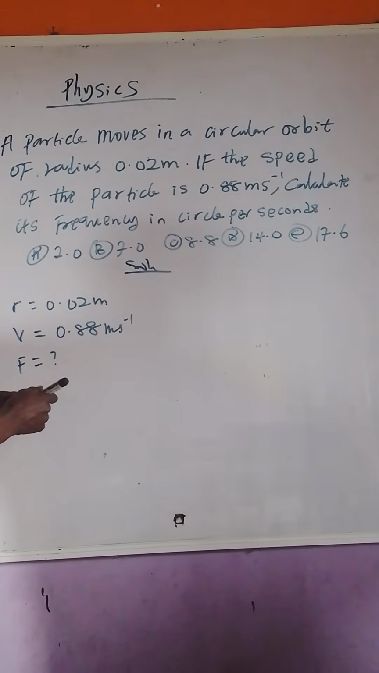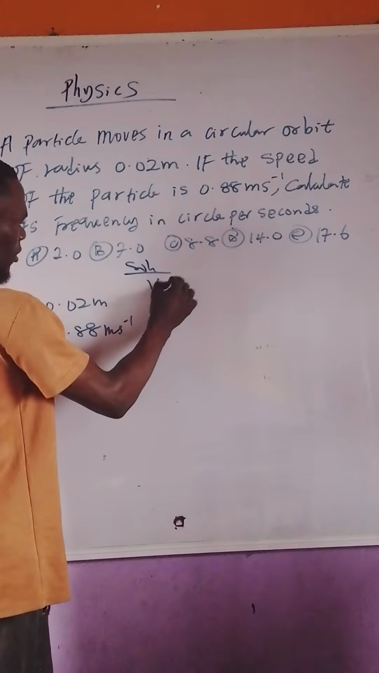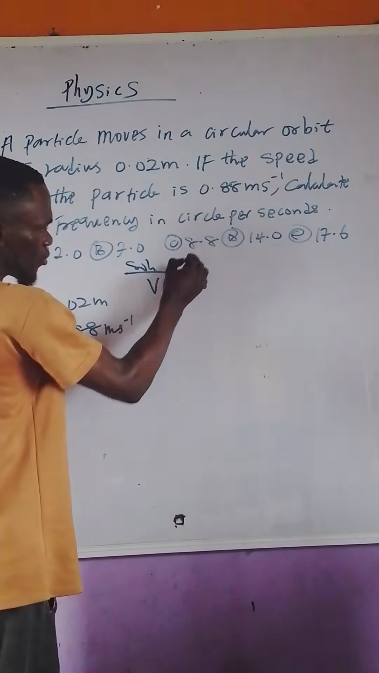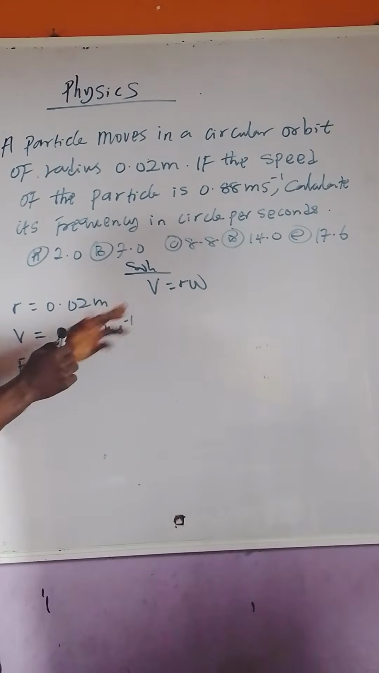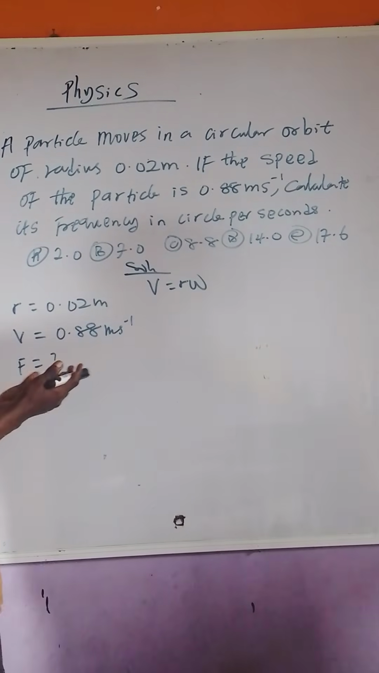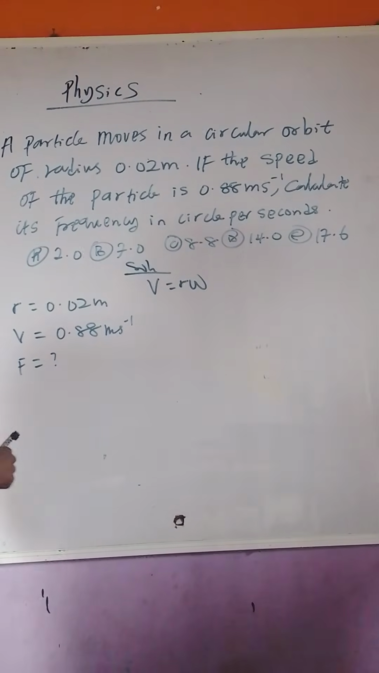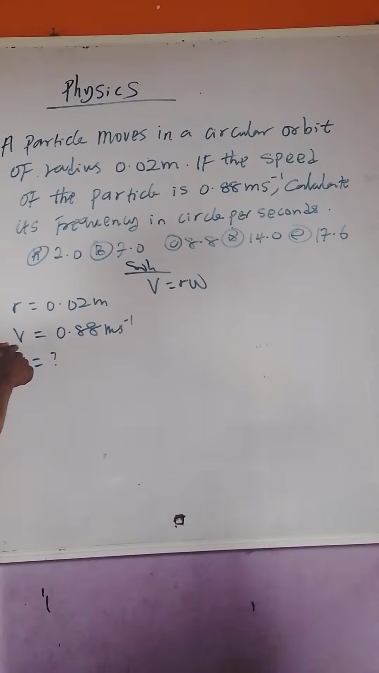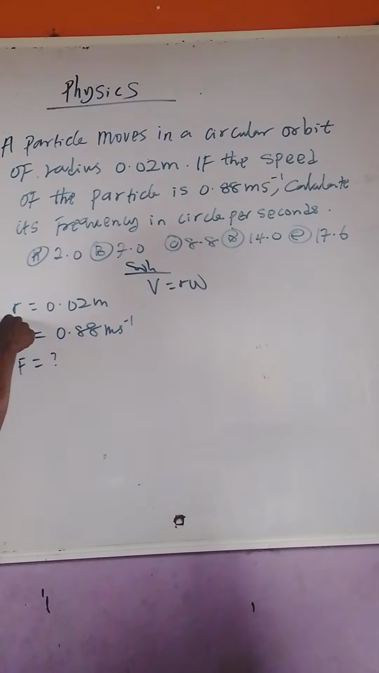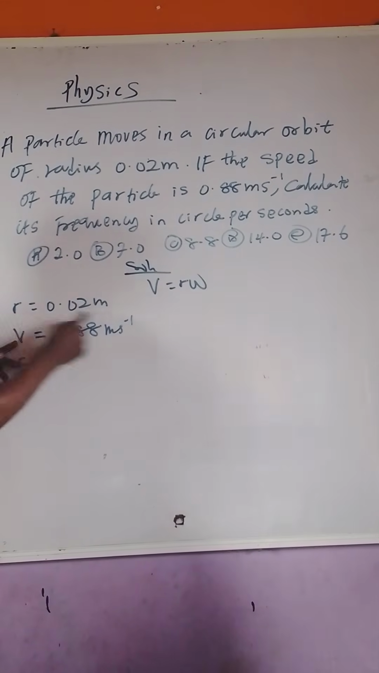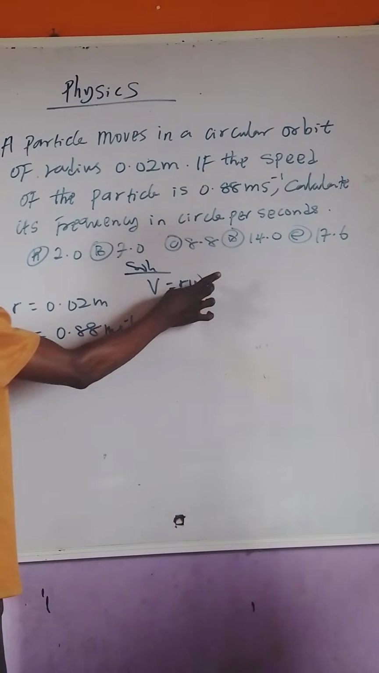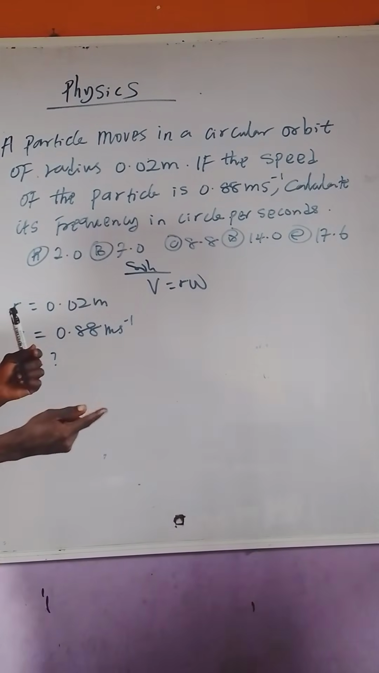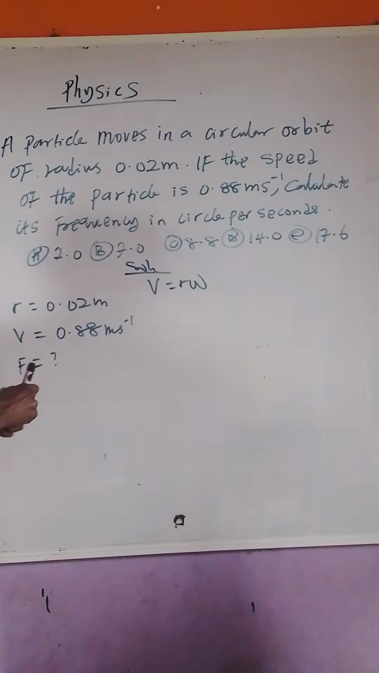the formula is v equals r omega. This is the formula for speed, or velocity. We are given the speed and the radius. I need to get the angular velocity, because it has the frequency inside of it. So let's try to substitute the values now.